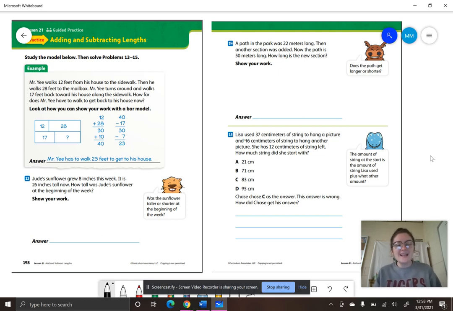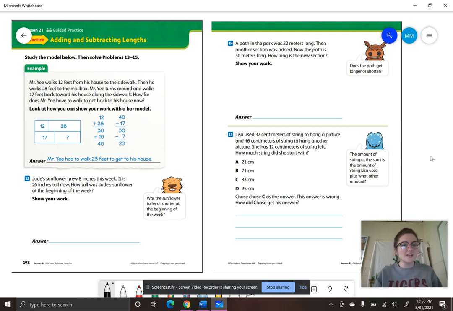Today, we are adding and subtracting lengths. We are solving word problems, talking about units of measurement in length. So go ahead and get your instruction book open to pages 198 and 199. So let's look at the example first on page 198.